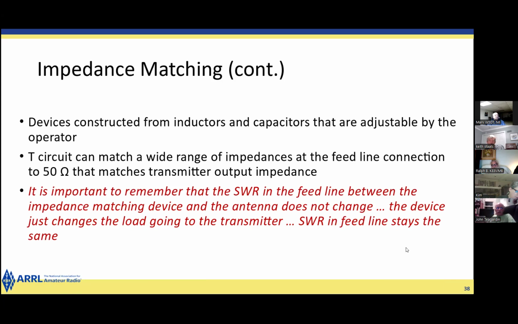It's important to remember that the SWR in the feed line between the impedance matching device and the antenna doesn't change. The device just changes the load going to the transmitter. The SWR in the feed line stays the same. In other words, if you've got an antenna that's not resonant, you can tune it so that it works with the radio, but it's still not resonant.